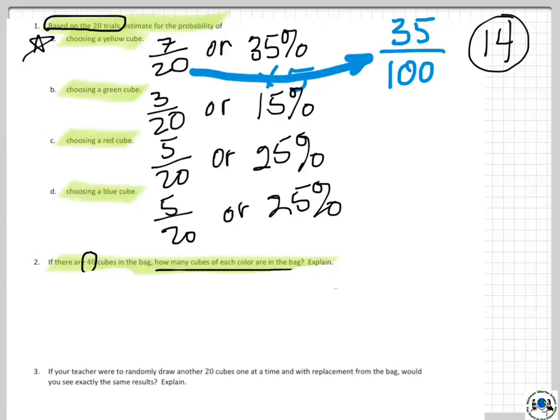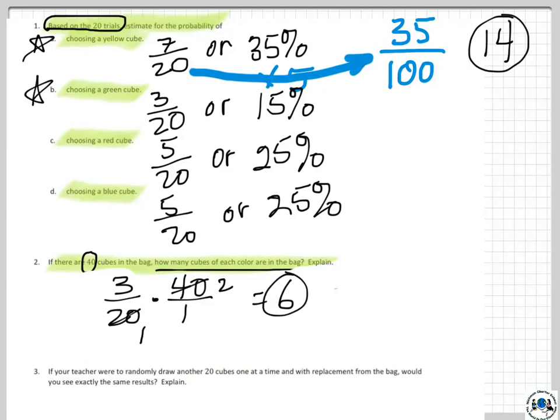If we look at green, green was 3/20ths. If we multiply that by 40, because this is the number we're saying are in there, we are looking at 6. So 6 green. This is our estimate for green.